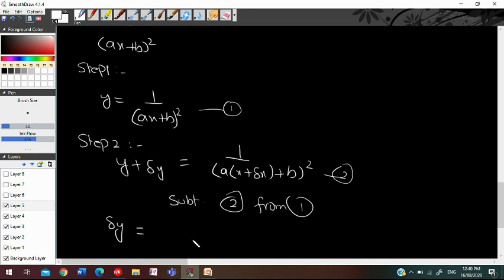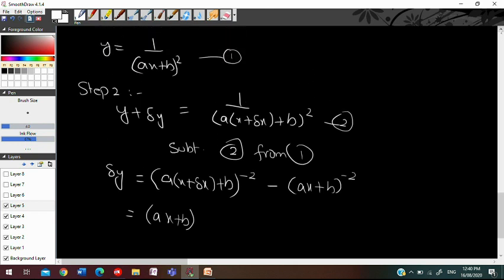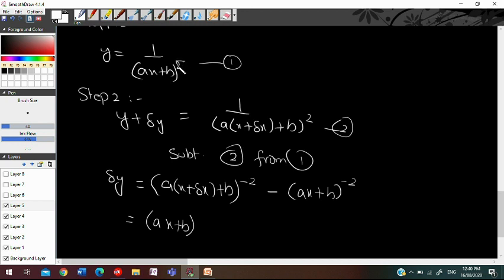So we get delta y is equal to 1 by (ax plus delta x plus b) whole power minus 2 minus (ax plus b) whole power minus 2. And again, when we apply the binomial expression, we have ax plus b as common. Ax plus b, we take it as common. Sorry, I have made one more mistake. In our question, here we have this power equal to 5.